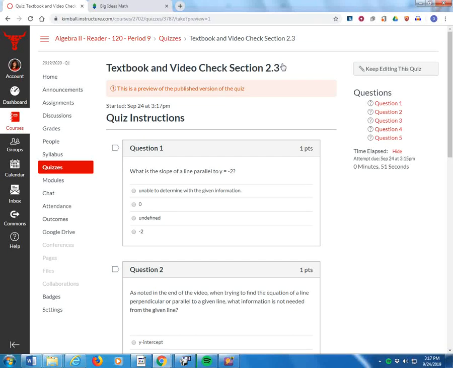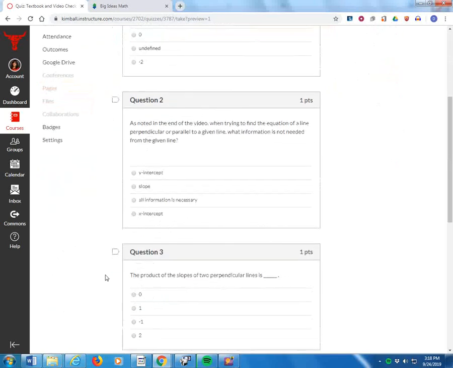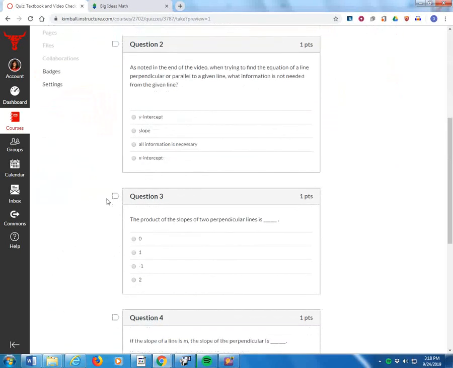Then, as noted at the end of the video, when trying to find the equation of a line perpendicular or parallel to a given line, what information is not needed? The y-intercept. You don't care what the y-intercept is. All you care about is the slope. Don't get confused and think both lines have to have the same y-intercept. They don't. All you care about is the slope. And the x-intercept's not part of the equation. The equation is slope and y-intercept.